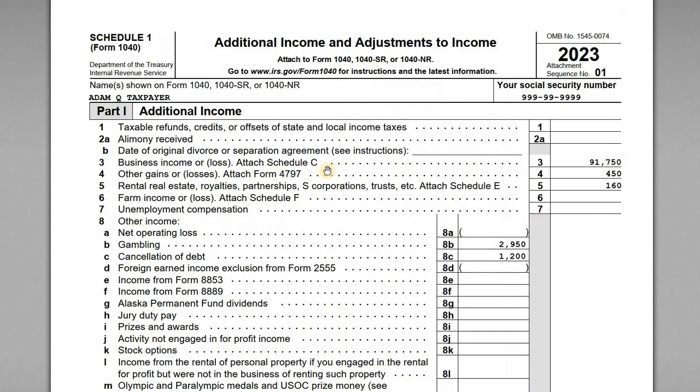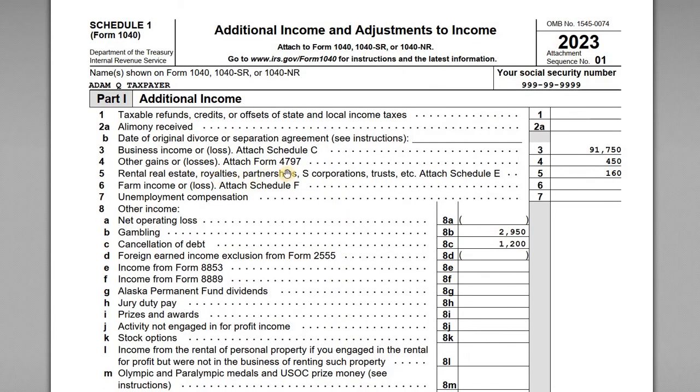Now, I do have a lot of Schedule C examples, so check the description below if you need some tutorials on how to complete that schedule. Moving on, we have the 4797. So this is completed if you have sold property used in your trade or business. So in this example, Adam, as part of his Schedule C business, did sell some property, and so 4797 is included, which reports some ordinary gains.